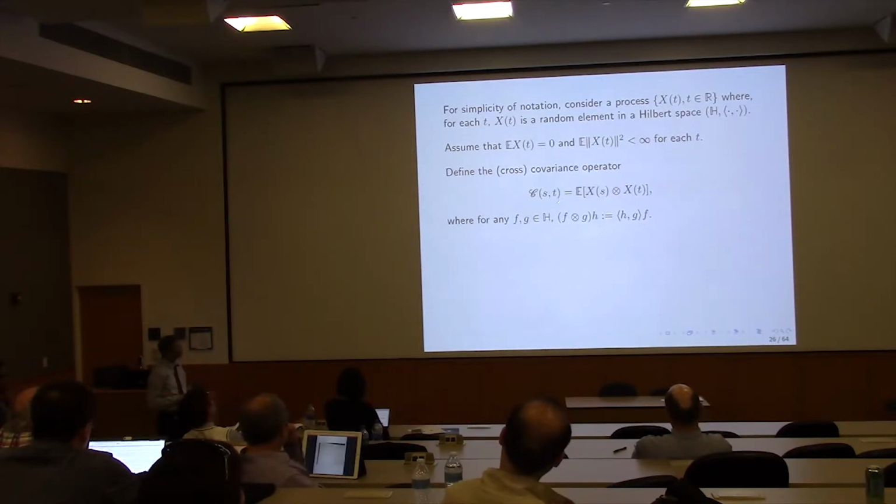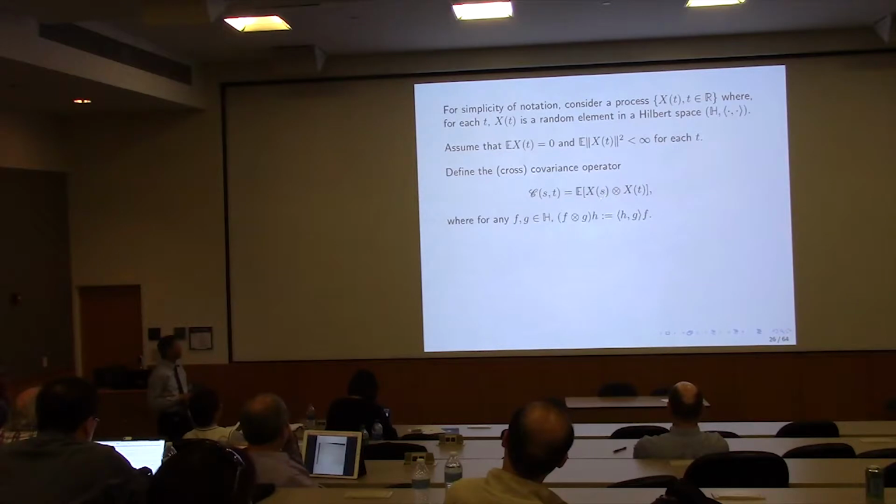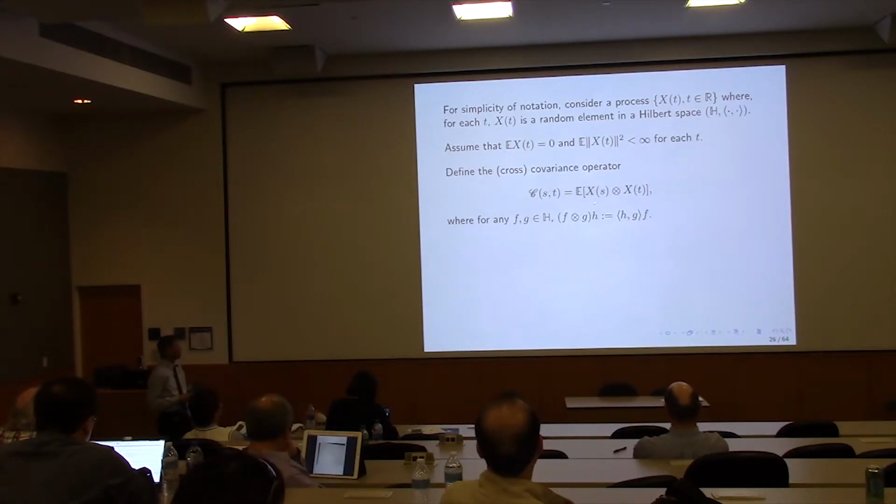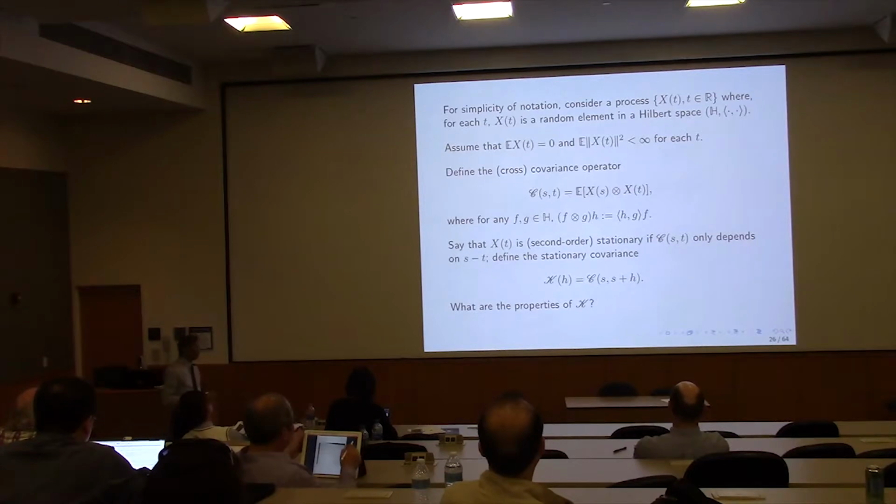Right? Assume mean zero, finite variance. Define the cross-covariance operator. This tensor product notation is just the outer product. So you can think about a finite dimensional situation. This is just x of s times x of t transpose. This is the cross-covariance matrix, and it's called an operator here because H could be infinite dimensional.